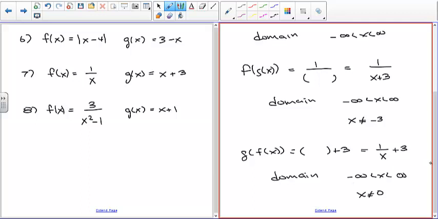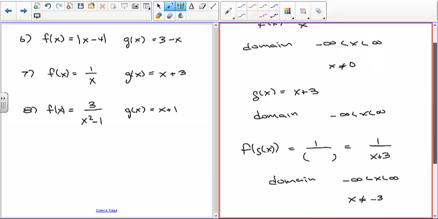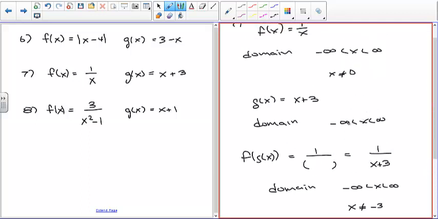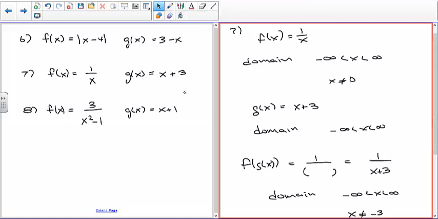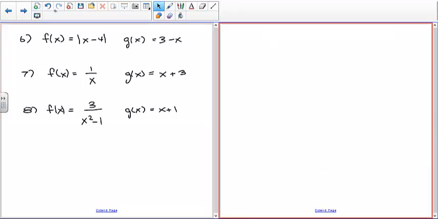So I guess that's it, right? So only one of them is all real numbers. All the other ones have some restrictions on it. And then 8.